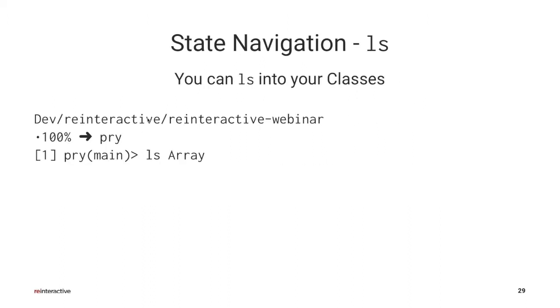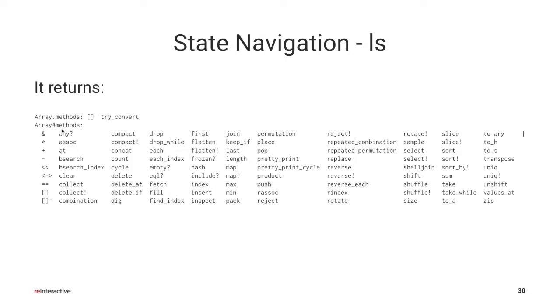So here we have an example of the state navigation using ls, which is the same ls as the folder structure. When you do ls Array, it's going to return a list of methods of this array, so instance methods and class methods alike, listed because you ls into a class.